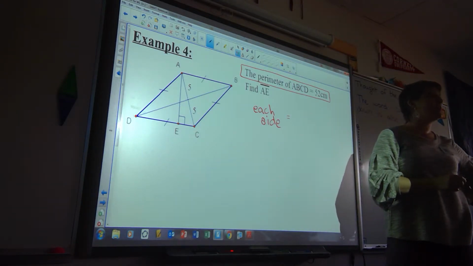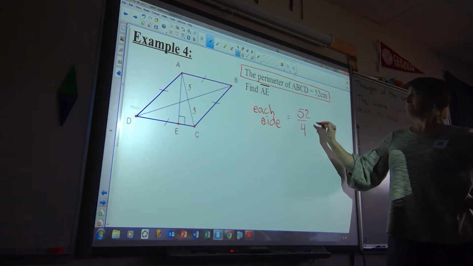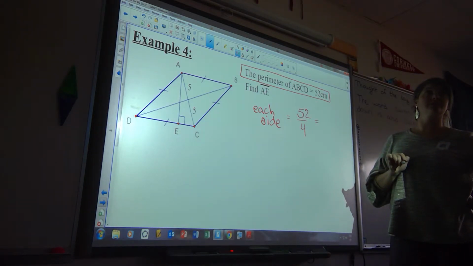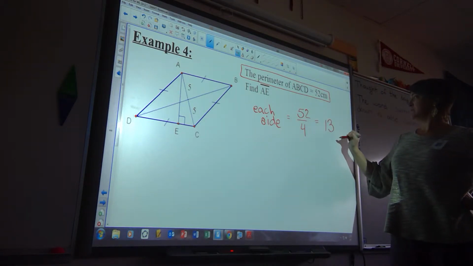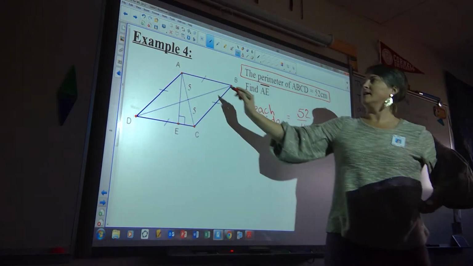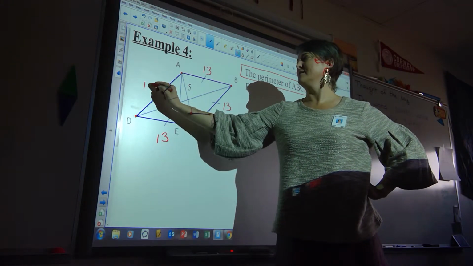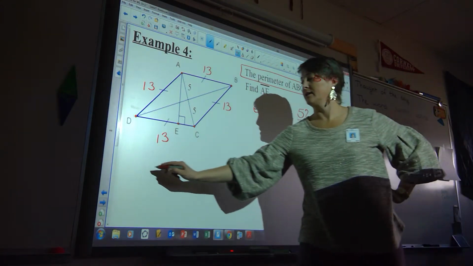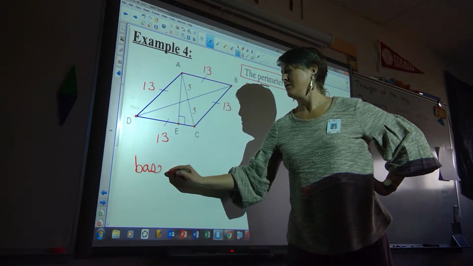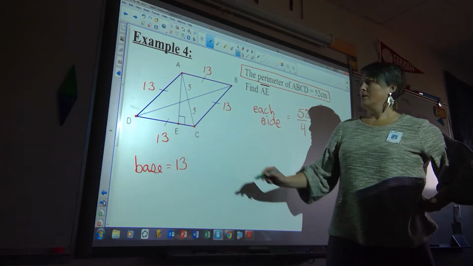How would I figure out each side? Divided by 4. So what is that? 13? All right, so this is 13, 13, 13, and 13. Okay, so I know my base is 13 at this point. That helps me. All right, so now let's look back at the picture, see what else.